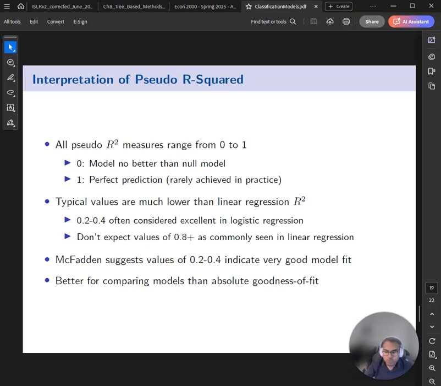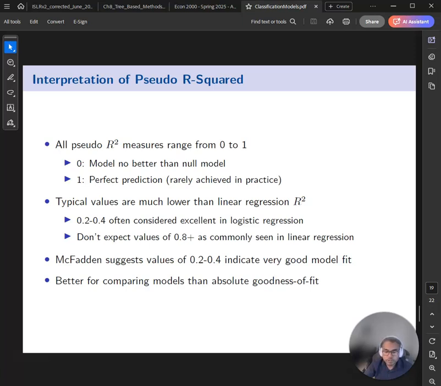All pseudo R-squared measures range from 0 to 1, with 0 meaning our model is no better than the null model, and 1 meaning we have perfect prediction. But in practice, you almost never see values close to 1. One of the most important things to understand is that typical values of pseudo R-squared are usually much lower than what you would expect from linear regression R-squared.